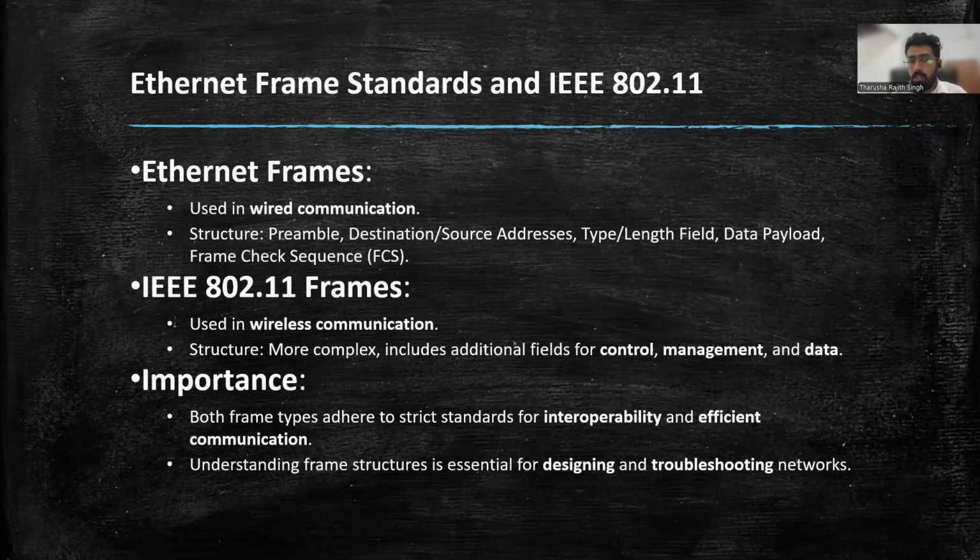IEEE 802.11 frames are used in wireless communication such as Wi-Fi networks. They are more complex than Ethernet frames and include additional fields for control, management, and data. Ethernet frames are used in networks such as office LANs and data centers, but IEEE 802.11 frames are used in wireless networks such as Wi-Fi in homes, offices, and public spaces.